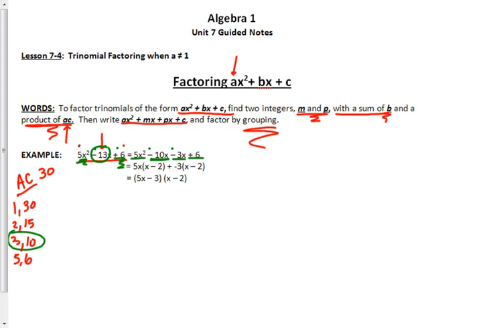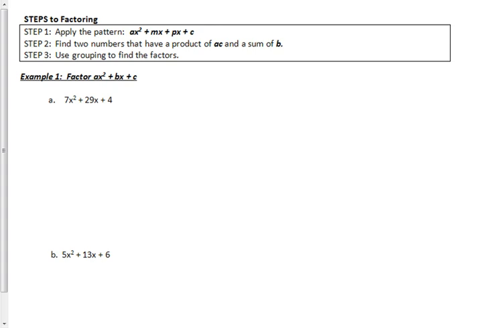From there, we're going to use the rules of factoring by grouping, as you see below. So we'll walk you through a couple of examples. Example A, we have 7x squared plus 29x plus 4. First things first, when I come to the problem, I like to get in the habit of writing out this form right away. I like to put that pattern out there right away: ax squared plus mx plus px plus c. So here's our ax squared, so I write down 7x squared.